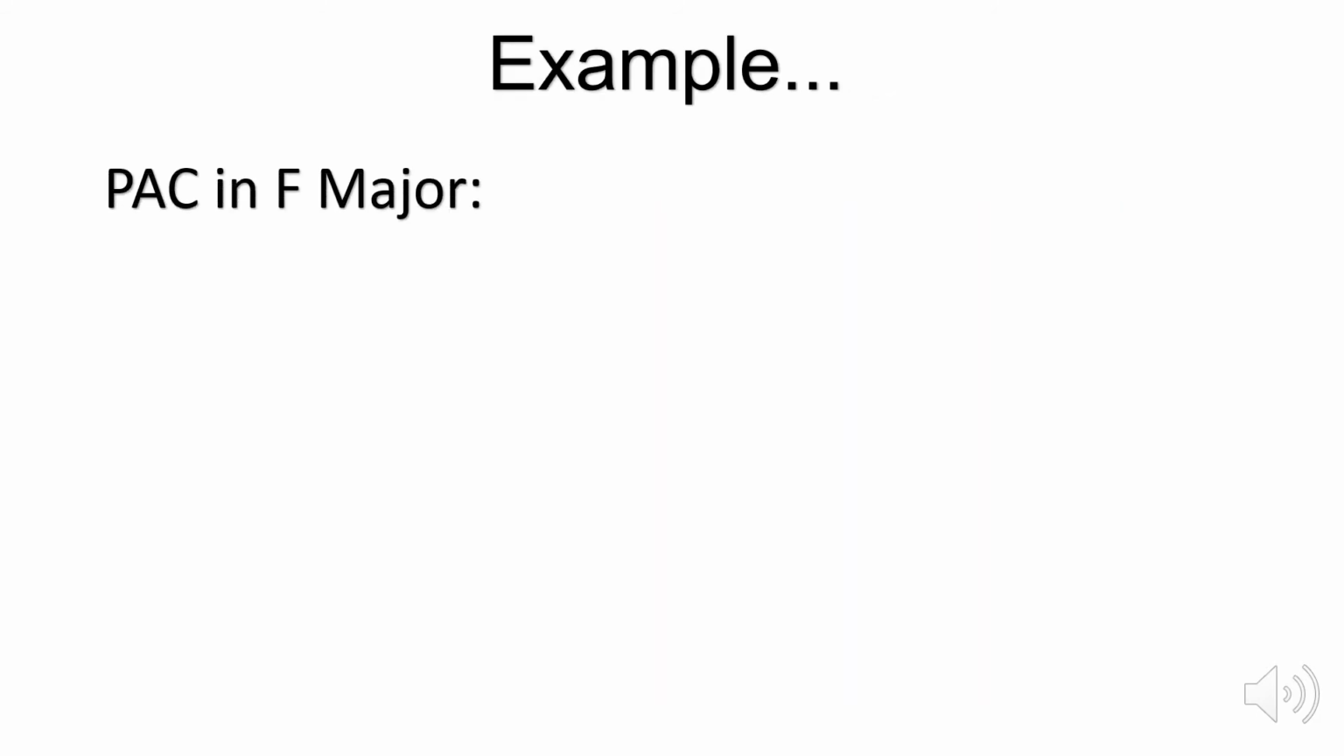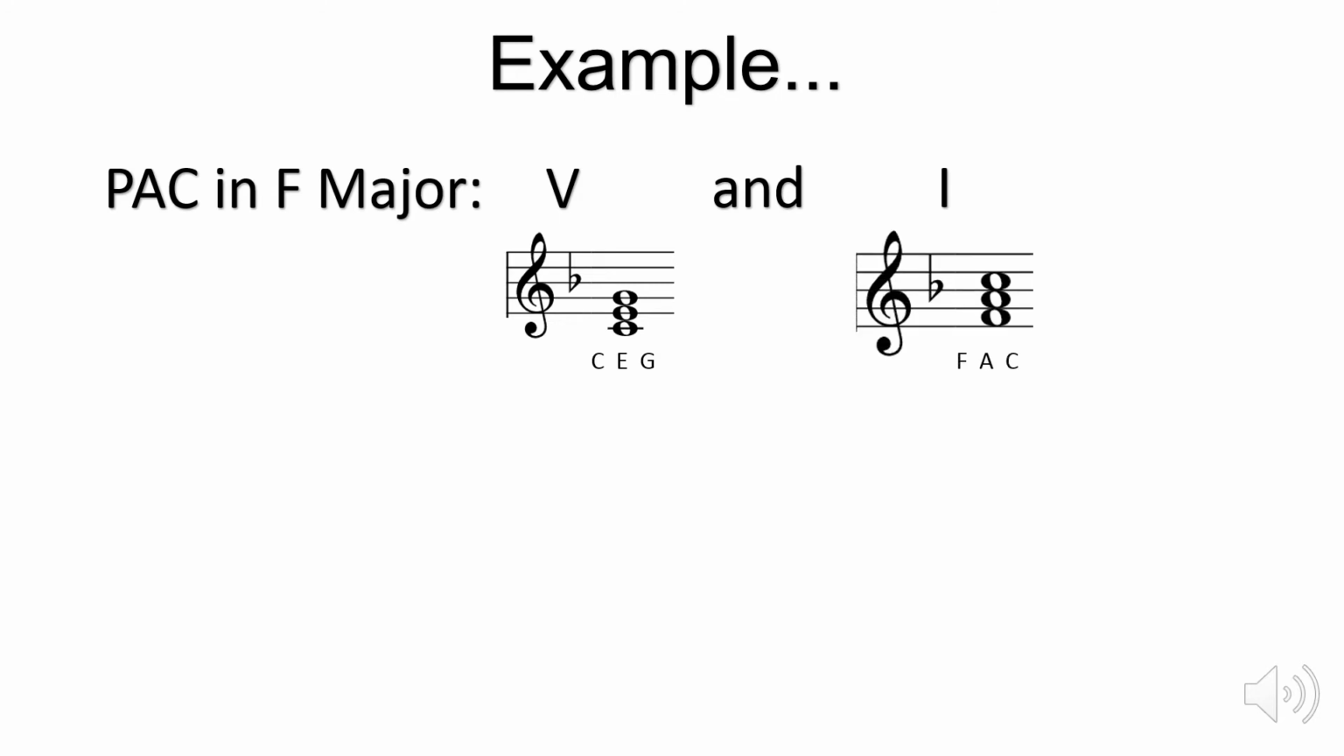Let's try to build a PAC in F major. We just learned that the two harmonies we need for a PAC are 5 and 1. So what is 5 of F major? We count to the 5th note of F major, which is a C, and we build a major triad. So we get C, E, G. Then we find the 1 chord in F major, which is just an F major triad, so F, A, C.